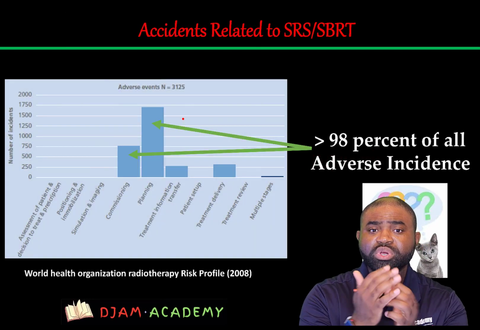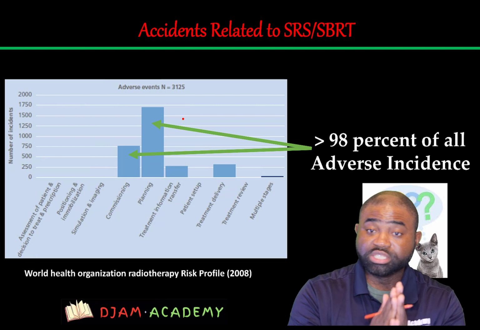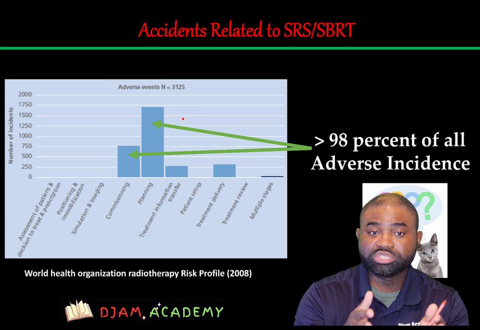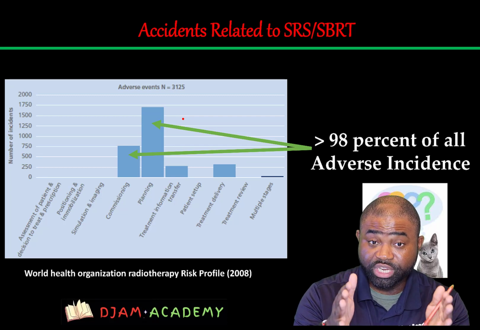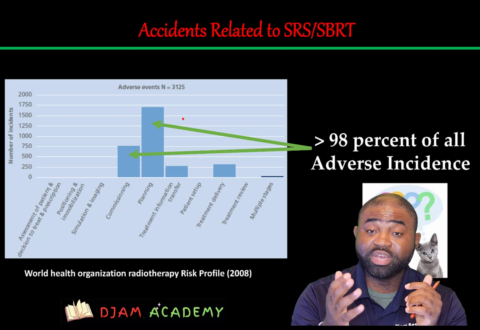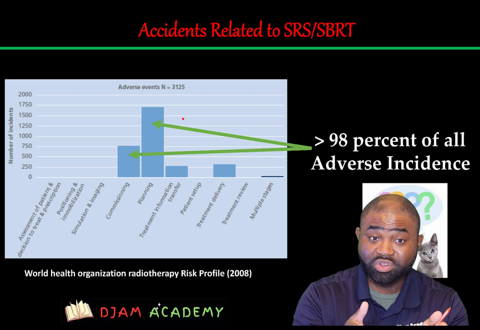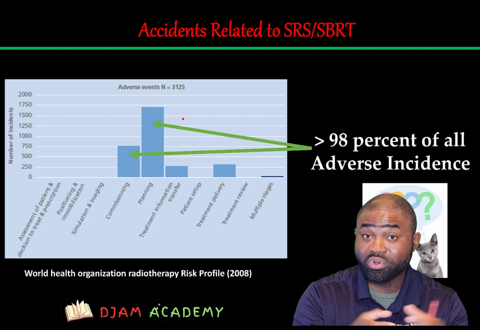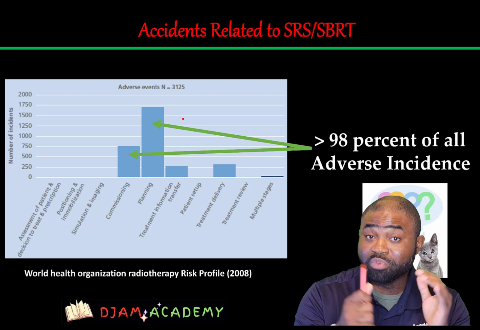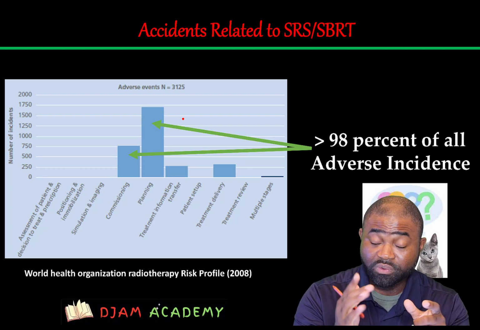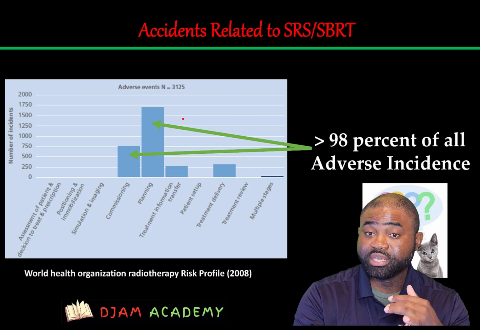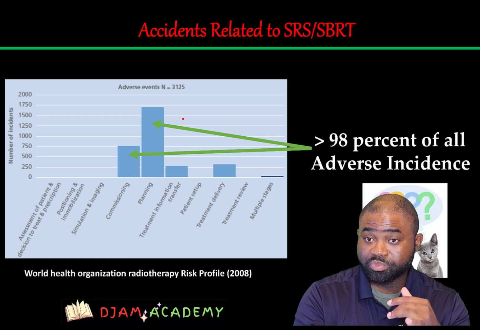Now, according to the World Health Organization radiation risk profile, the two most common sources of adverse events in radiation therapy are commissioning and treatment planning. As a matter of fact, more than 98% of the accidents that have occurred throughout the history of modern radiation therapy have been due to commissioning and planning, and all of these related to small field measurements.